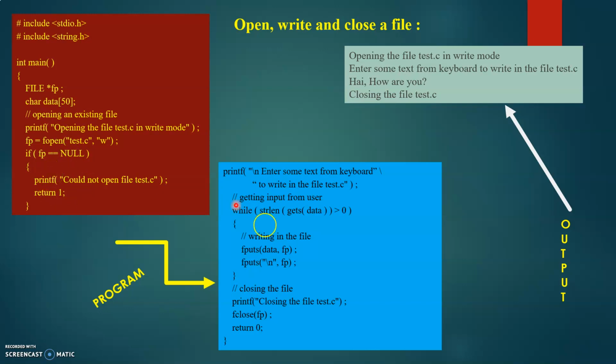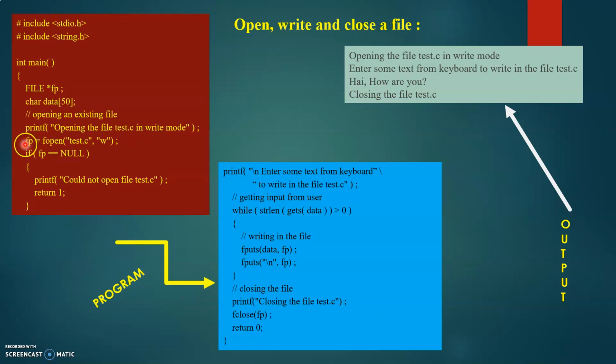But if the file exists, then I will enter something from the keyboard. We are writing while strlen of the data, which means we are checking the string length. We are getting the data and it should be greater than 0. Then we are inserting some data inside the file with the file pointer, and we are writing inside it. At the end we are closing the file, fclose fp, this is a must.